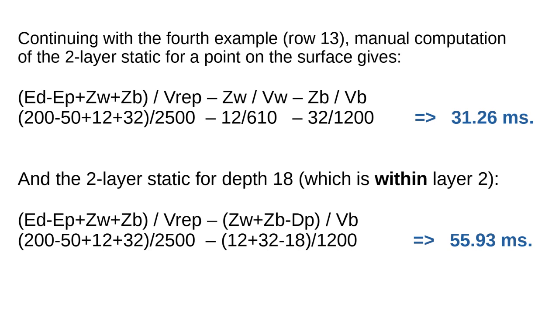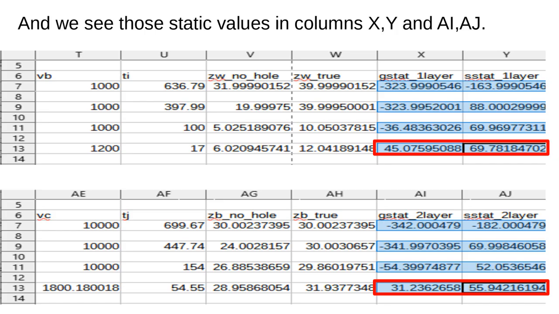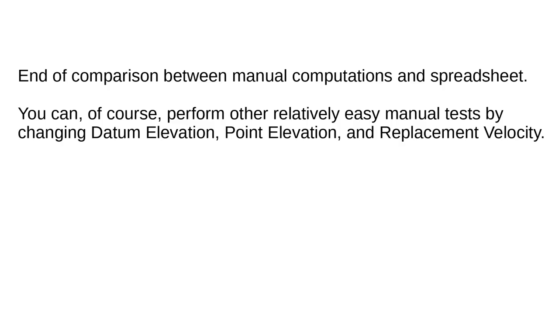Continuing with the fourth example, row 13, manual computation of the two layer static for a point on the surface gives that answer, and the two layer static for depth 18, which is within layer 2, gives that answer. And we see those static values in columns XY and AI, AJ. End of comparison between manual computations and spreadsheet. You can, of course, perform other relatively easy manual tests by changing datum elevation, point elevation, and replacement velocity.